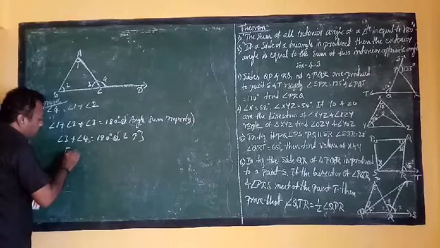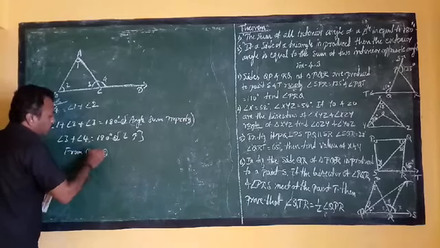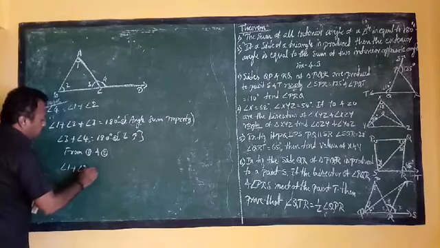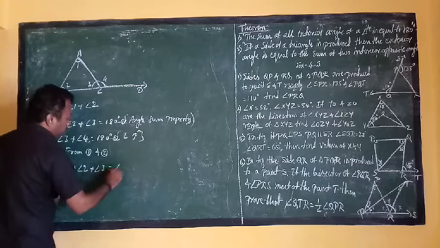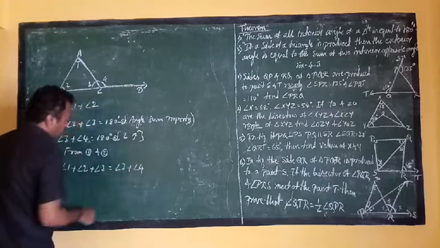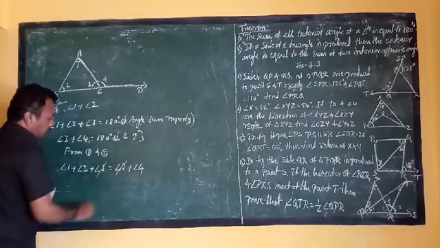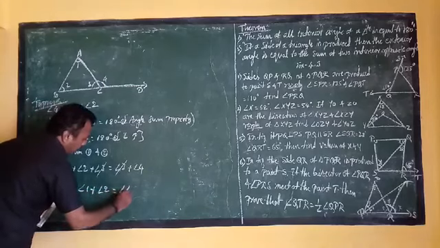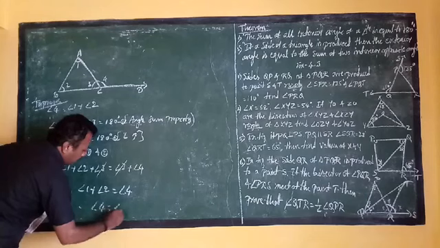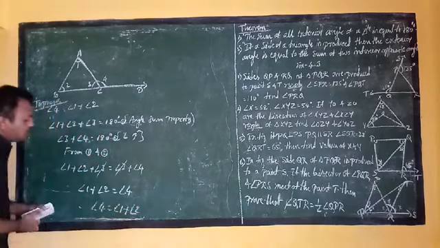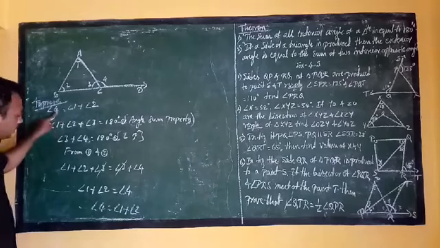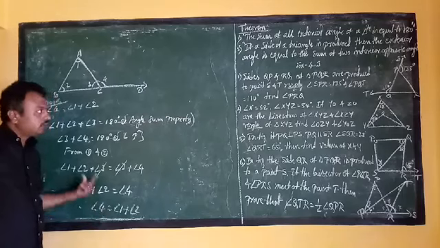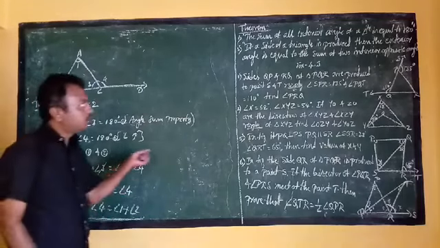From 1 and 2, the RHS is equal, so the LHS is also equal. Angle 1 plus angle 2 plus angle 3 is equal to angle 3 plus angle 4. So now angle 3 gets cancelled. Remaining, angle 1 plus angle 2 is equal to angle 4. Therefore, angle 4 is equal to angle 1 plus angle 2. That's all. See here, angle 4 is the exterior angle, and angle 1 and angle 2 are the opposite interior angles. Their sum is equal to the exterior angle. Got it? Understand? Okay.